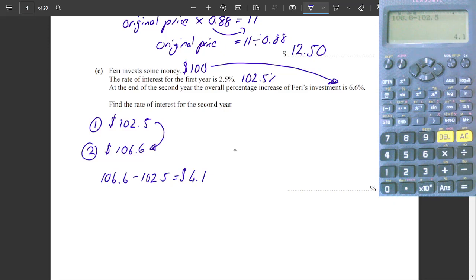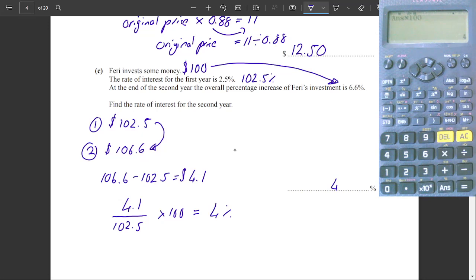Now how do we work out the percentage increase? We need to take the actual increase and divide it by the original amount. And remember, the original amount here is at the end of the first year, which is 102.5. It increased from 102.5 to 106.6. And then, of course, times it by 100. That will give us the percentage increase. So 4.1 divided by 102.5 times 100. And there we get, that's a 4% increase.